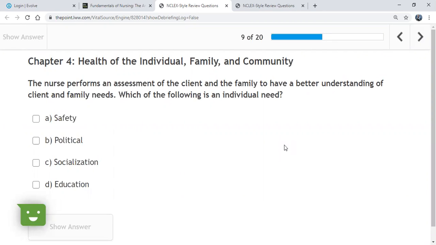The nurse performs an assessment of the client and the family to have a better understanding of the client and the family needs. Which of the following is an individual need? Yeah, one of these things is not like the other. One of these things is different. Right? Which one's different?